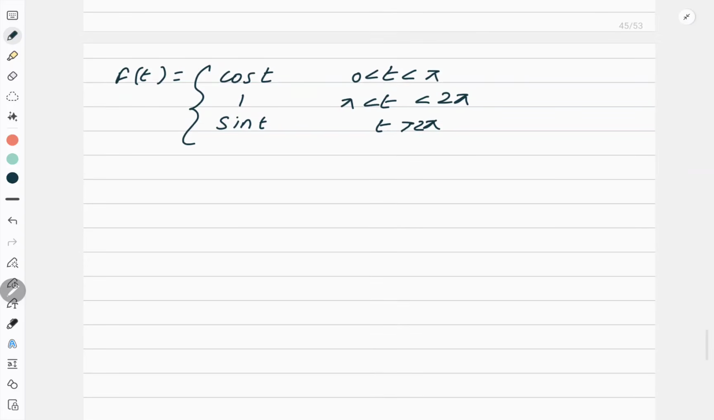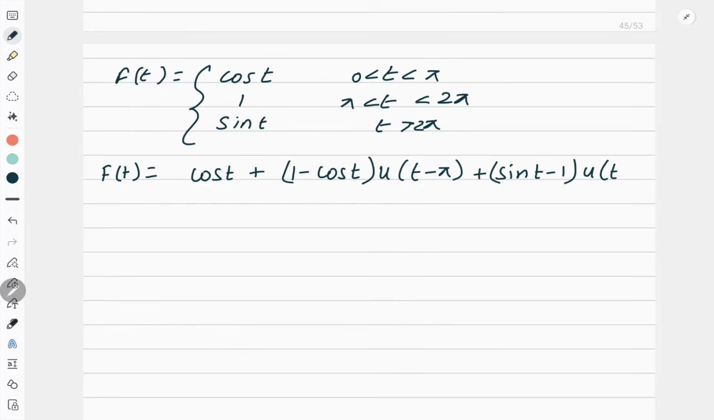So let's move to the next question then. Now this is a trigonometric function. Here students usually get confused because they are not clear with the quadrant system. Okay, so let us quickly do this question. How I will write down the function? Function is cos t plus 1 minus cos t u of t minus pi plus sin t minus 1 u of t minus 2 pi. Right? Now take the Laplace on both the side. Now first term is Laplace of cos t. What is Laplace of cos t? s upon s square plus 1.